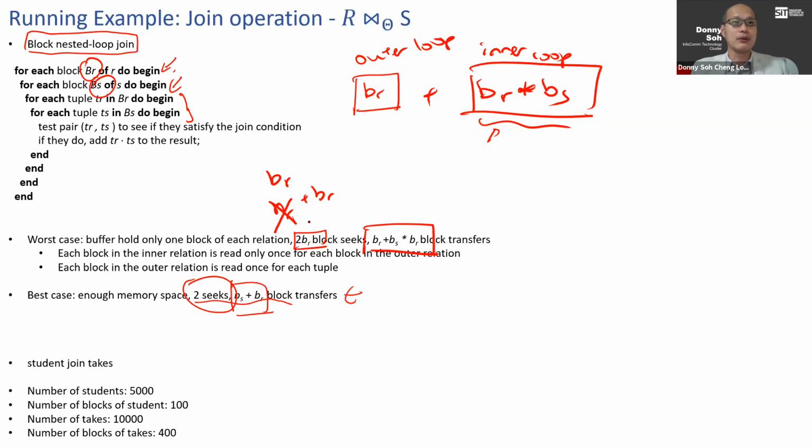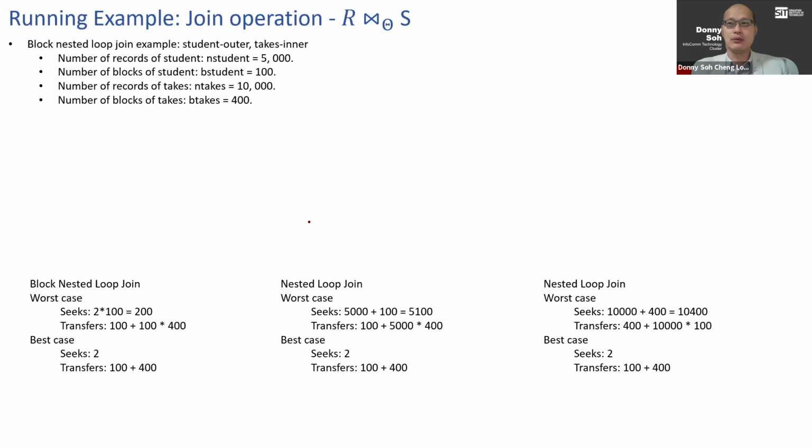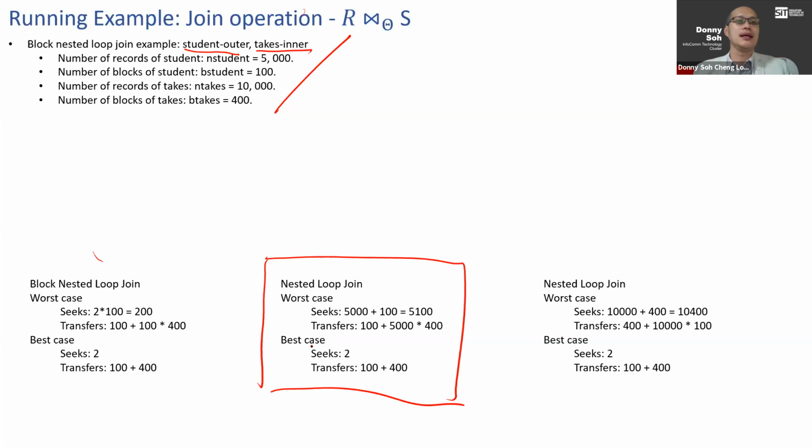Let's go and look at some numbers. If we were to calculate this out, this is the running example, assuming that student is outer and text is inner. If I have a nested loop join, the best case scenario is easy to see, which is just always 2 times the number of blocks. So the best case scenario is easy to see.